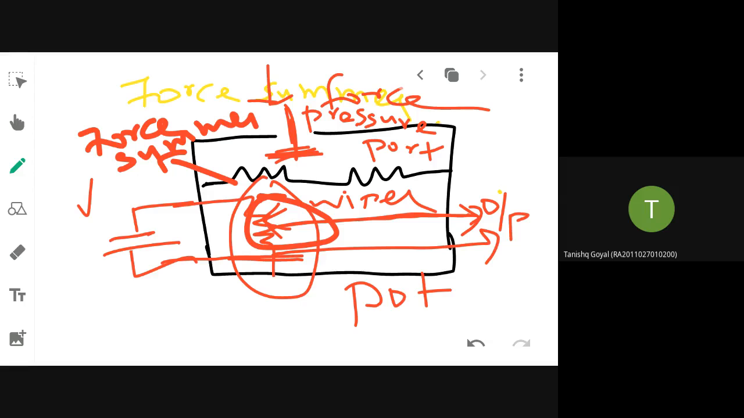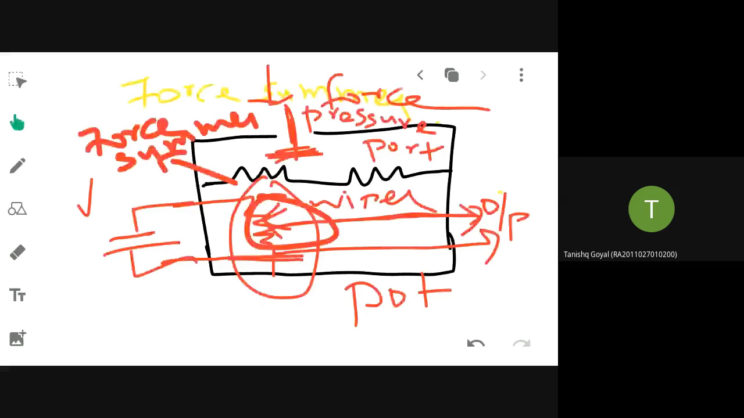Again, I am telling you, you are going to apply a force or a pressure onto the input port. With the application of the pressure, the force summer will get displaced. With this displacement, the wiper or slider will move over this resistance, because of which there will be a variation in the resistance, and across these contacts there will be a variation in the output voltage. So this arrangement is called a force summing device.